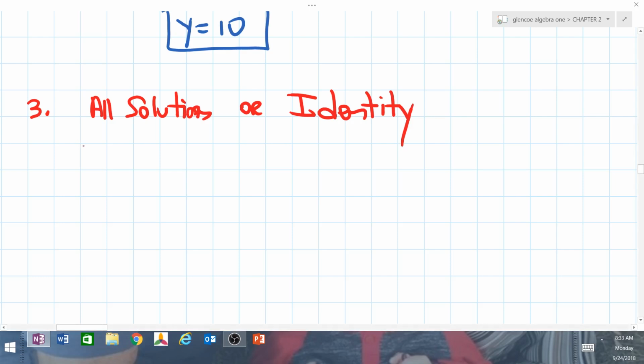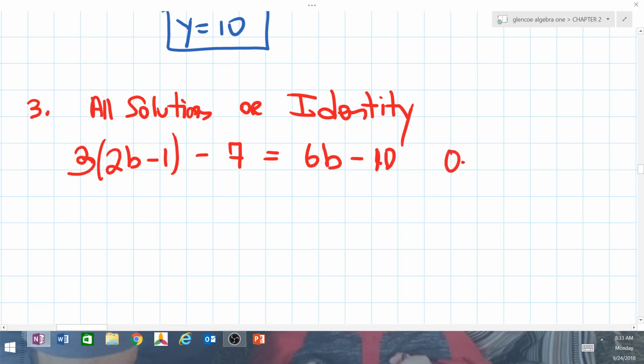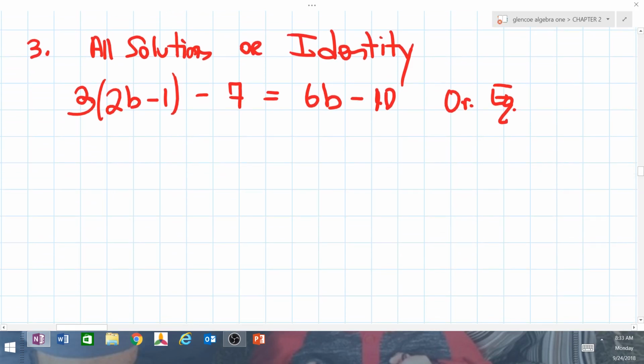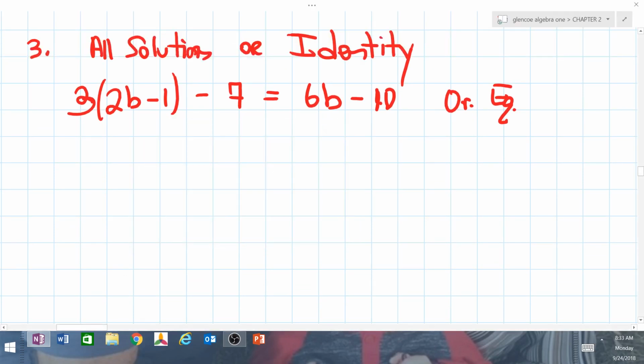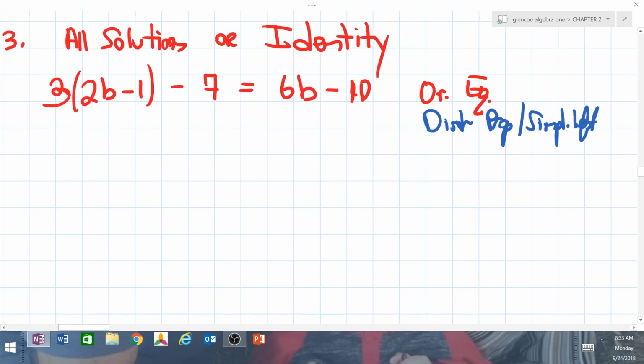So here we go. 3 times the quantity, 2b minus 1 minus 7 equals 6b minus 10. So this is my original equation. Yes? Y'all with me? All right, let's just brighten it up a little. Okay, so we're going to simplify the left. We're going to use the distributive property and simplify the left.